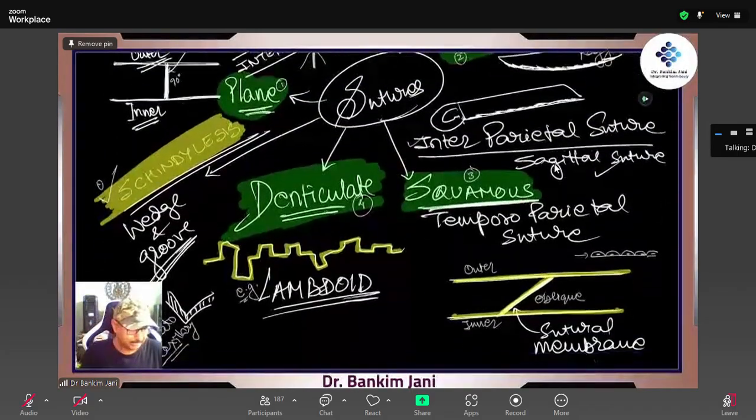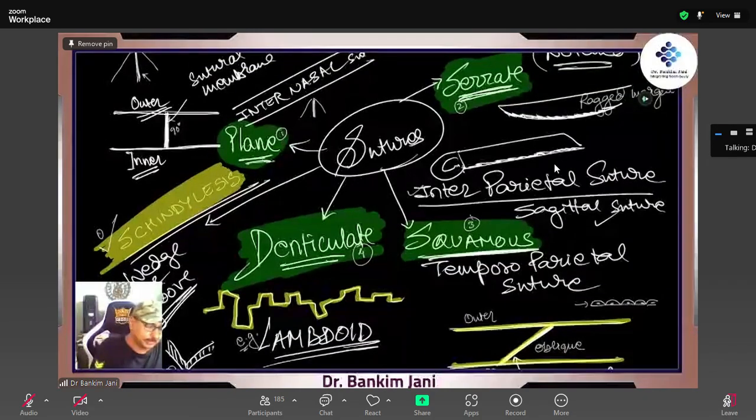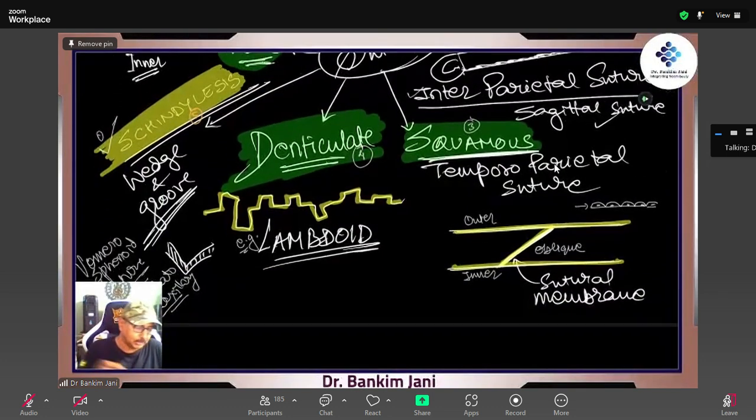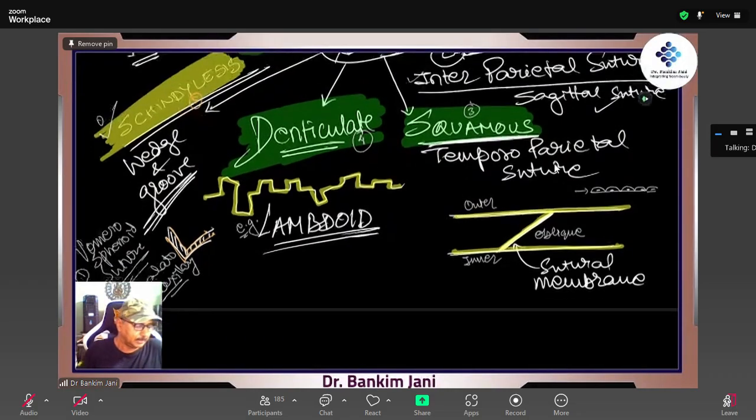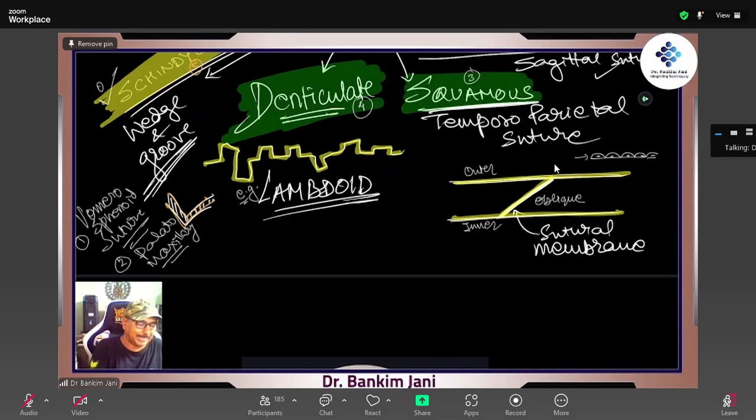Coming back, yes. The last one is called synchondrosis, no, sorry: the last one is called the schindylesis. This is the fourth, and this one is the fifth one. Schindylesis is wedge and groove. There is one bone like that, and another bone is as if wedged into it, like the vomer, sphenoid, palatal and maxillary bones. Palatal means the hard palate, where your tongue can touch. Palate and maxilla, now these are all sutures which are inside, right?